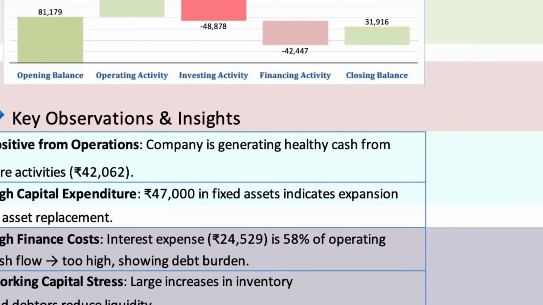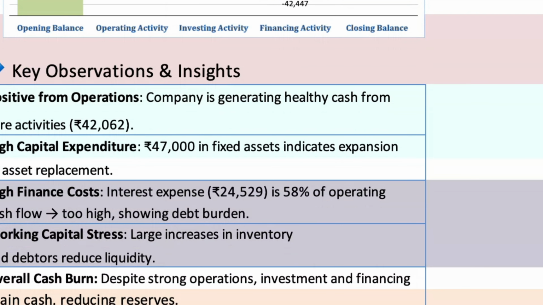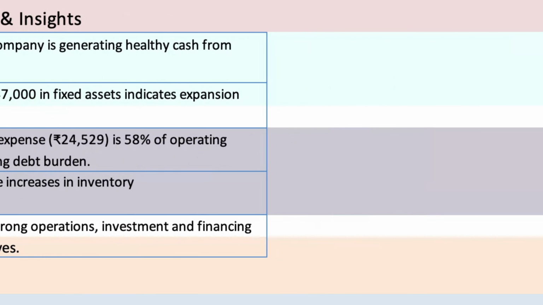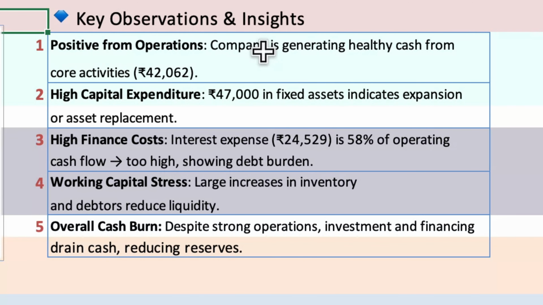Finally, I have mentioned some key points here. So let's look at it. First one is positive from operations. Company is generating healthy cash from core activities. 42062 is positive cash inflow from operating activity. Second, high capital expenditure. 47,000 in fixed asset indicates expansion or asset replacement. Next, high finance cost. Interest expense 24,529 is 58% of operating cash flow, that is too high and showing debt burden.